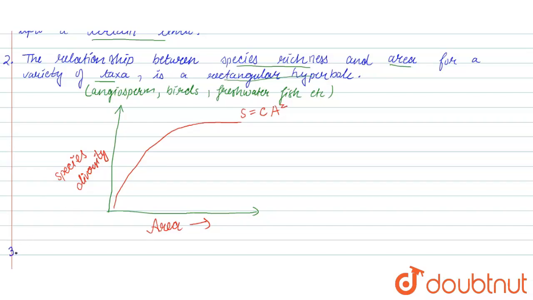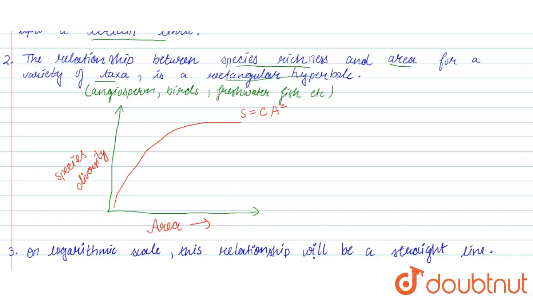The third observation was that this relationship can also be a straight line if we take this relationship on a logarithmic scale. So we will write on logarithmic scale, this relationship will be a straight line. So for this, we're going to draw a straight line on this graph. So this is the logarithmic scale. And what is the equation? Equation here is that log S is equal to log C plus Z log A.